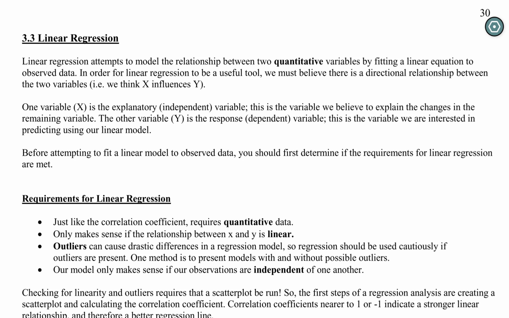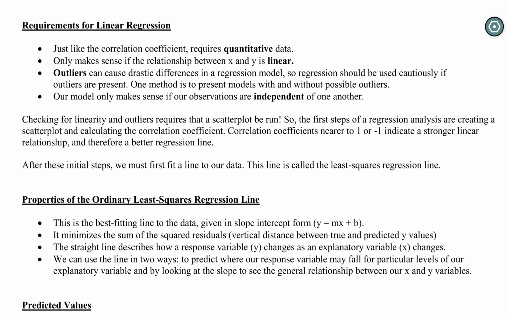So we're going to fit a linear equation to our data. In order to be able to do that, we need to have quantitative data, right? Numeric data. It only makes sense to fit a line if our actual relationship is linear. And as we sort of saw in that previous example, if you worked through it with me, outliers can cause some big issues with linear regression. So we should be using this very cautiously if they're around. And then on the last piece here, it only makes sense if the observations are independent of one another.